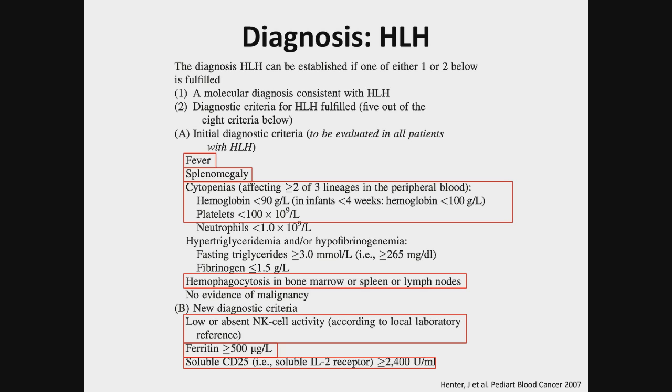And as you guys can see, he fulfilled 7 of the criteria with fever, splenomegaly, cytopenias, hemophagocytosis, low NK activity, elevated ferritin, and elevated soluble IL-2 receptor. And at that point, dexamethasone was started, steroids were started for treatment of HLH. And over the next day, he defervesced and seemed to be feeling and doing a lot better.